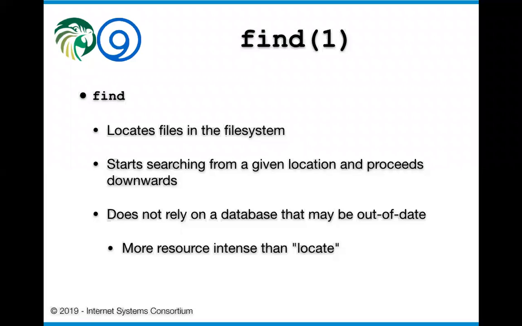It starts from a given directory location and then proceeds downwards. It does not rely on that database that locate was using, but it is more resource intense because it's actually going out into the file system, looking at each directory as it goes down and producing the output for you in real time. So you'll discover that locate is extremely fast, but possibly out of date. Find is extremely accurate, but is going to be considerably slower.